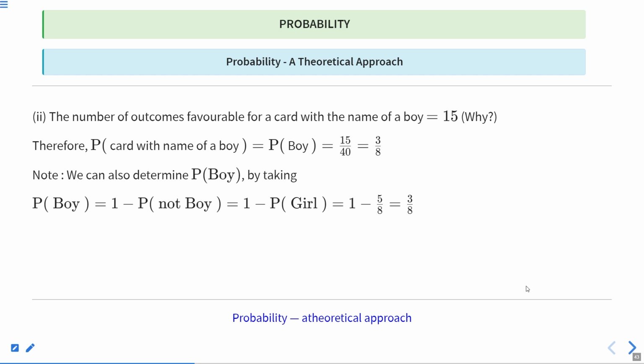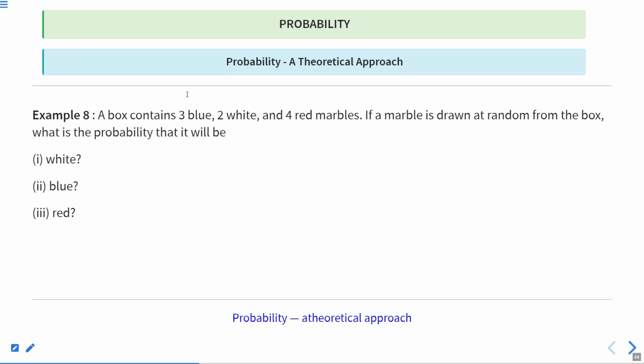So here, note it down. We can also determine the probability of boy by taking probability of boy equal to 1 minus probability of not boy, that is equal to 1 minus probability of girl. And we found the probability of girl is equal to 5 by 8. So this is equal to 1 minus 5 by 8, which is equal to 3 by 8. So the probability of boy is equal to 3 by 8. And now let us see the next example.